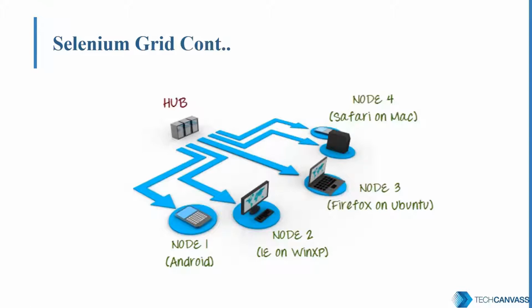So this is an Android. Here it is IE on Windows XP. Here it is Firefox on Ubuntu. And in Node 4, we have Safari on macOS. So the same set of test cases are executed in parallel on all the 4 nodes at the same time.